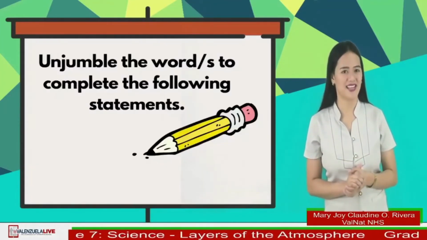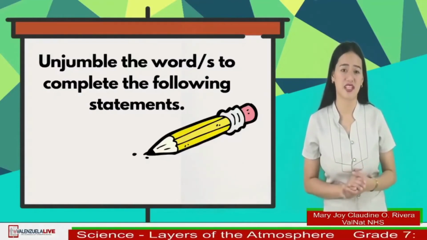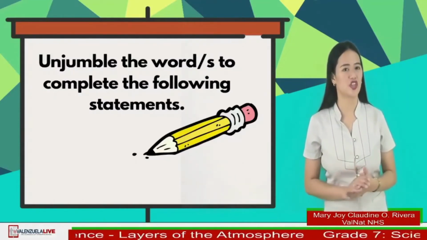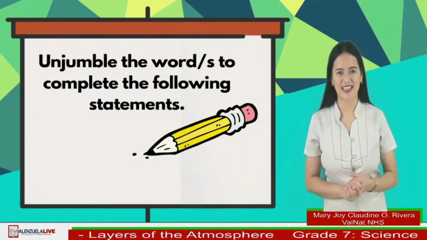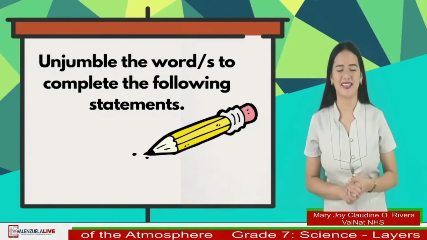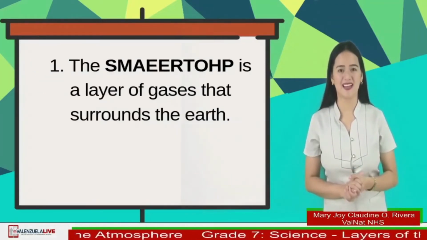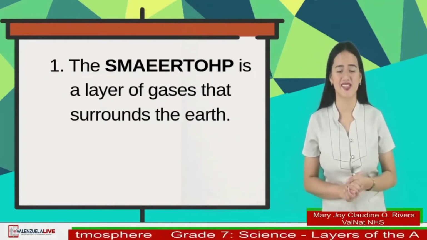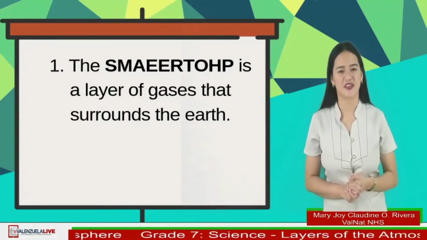To summarize the ideas that you have learned from this lesson, you have to unjumble the words to complete the following statements. Number 1, the blank is a layer of gases that surrounds the Earth.